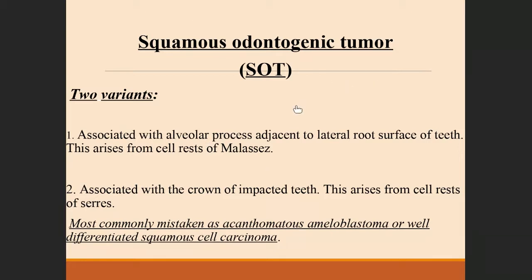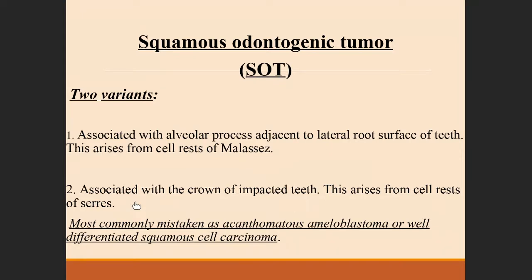The second variant of SOT is associated with the crown of an impacted tooth. This one is thought to arise from the proliferation of rests of Serres. Rests of Serres are nothing but the remnants of the dental lamina. So here the rests of Malassez and the rests of Serres proliferate to give rise to squamous odontogenic tumor.